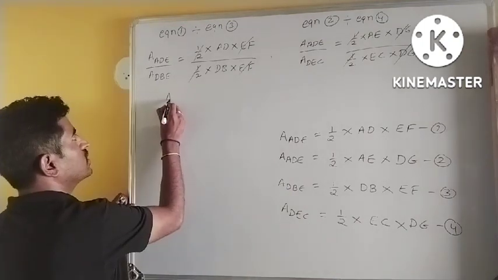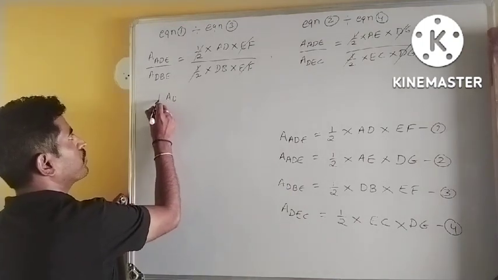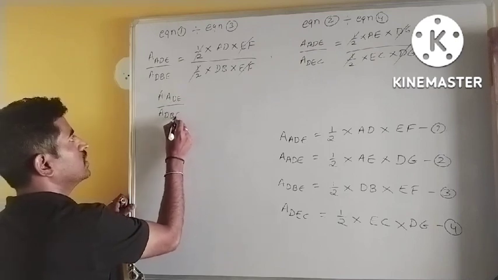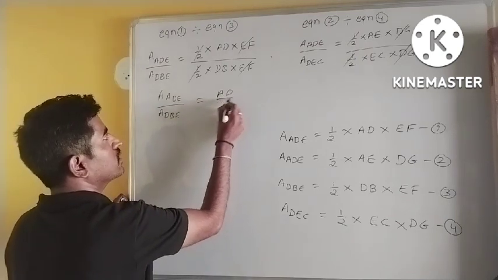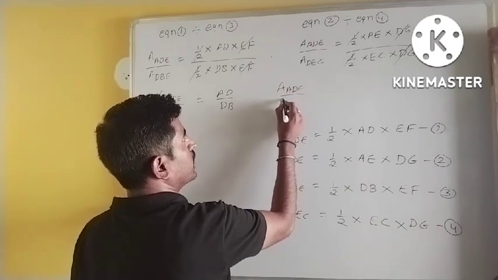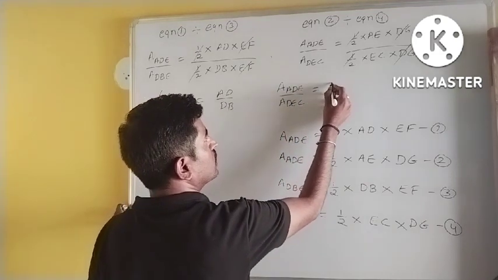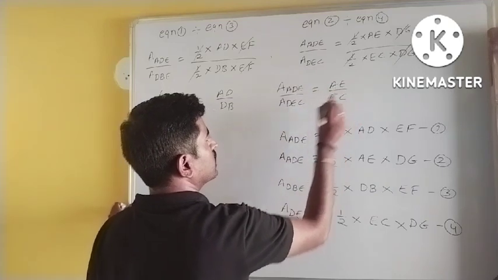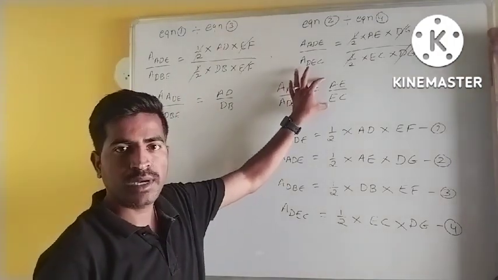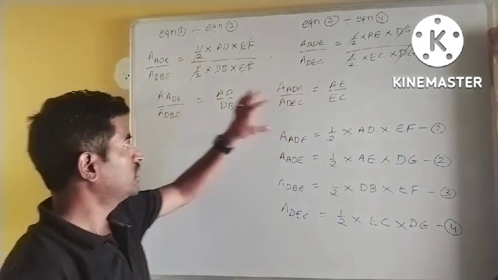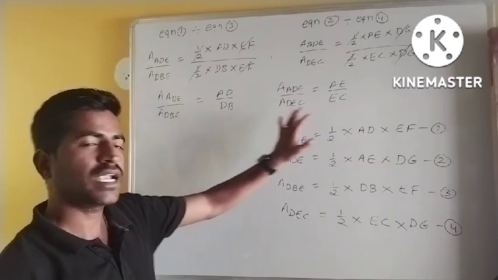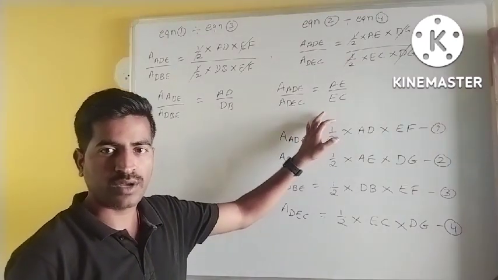Now what remains is area of ADE divided by area of triangle DBE is equal to AD by DB, and here area of triangle ADE divided by area of triangle DEC is equal to AE by EC. Now we require that AD by DB is equal to AE by EC. This is what we needed to prove. But here the left hand sides are also there. So if the left hand sides are equal, then the right hand sides are equal. That is our requirement.